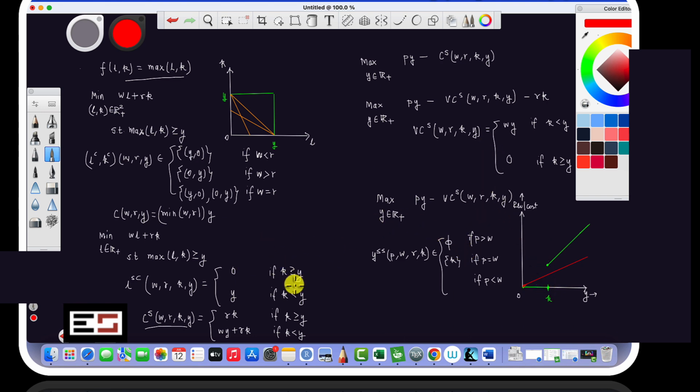So if you ignore the sunk cost, then that profit, which is revenue minus the variable cost, is positive over here, and that's maximum at k. So it is still k when p is less than w.